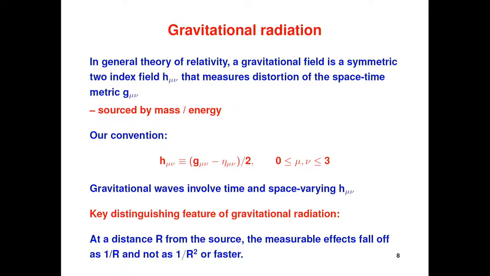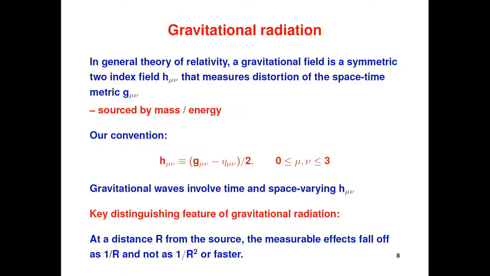And the key feature that distinguishes radiation from a static field is that if we are at a distance r from the source, then the measurable effects fall off as 1 over r and not as 1 over r square or faster. For example, many of you are probably familiar with the electrostatic force. If you have a static charge and another charge placed far away, the effect of the static charge will be felt by the far away charge through the electrostatic force, but that falls off as 1 over r square.